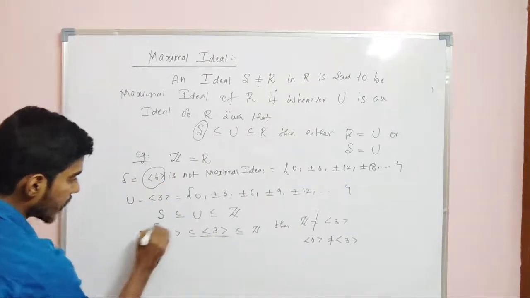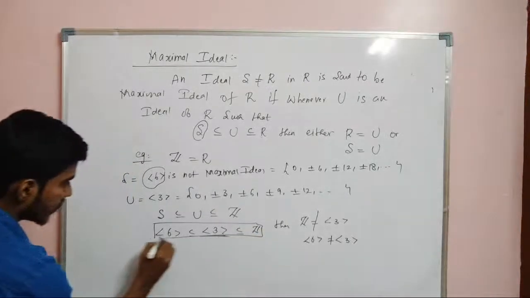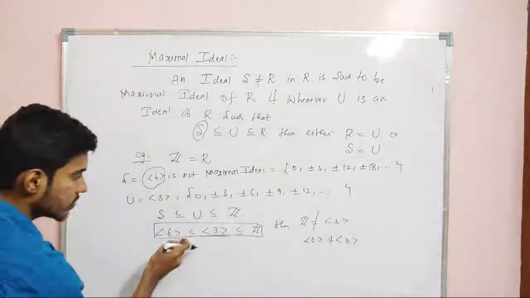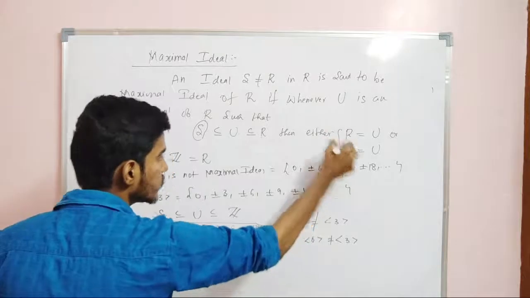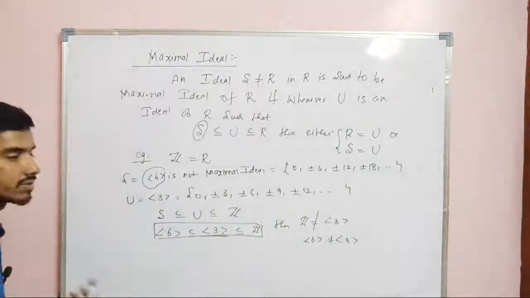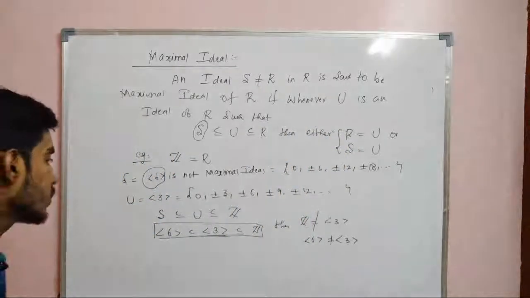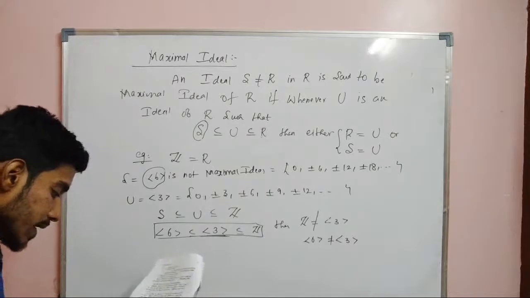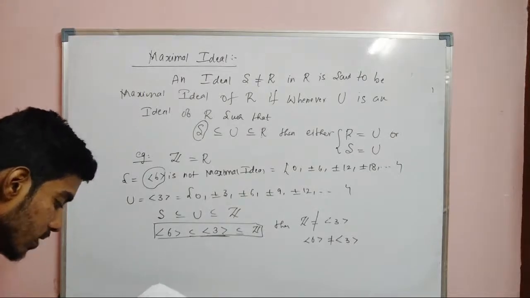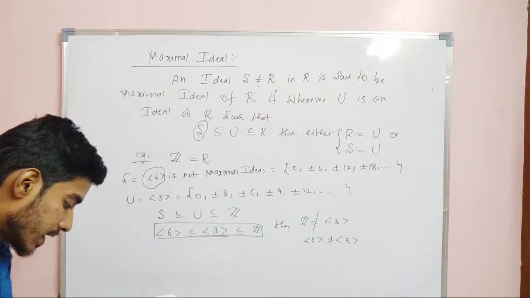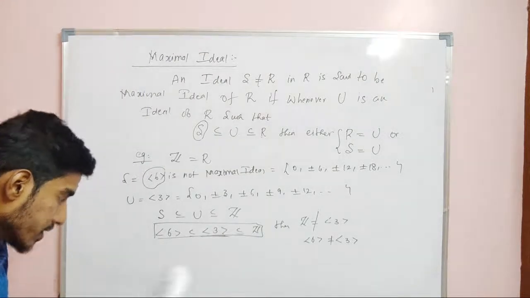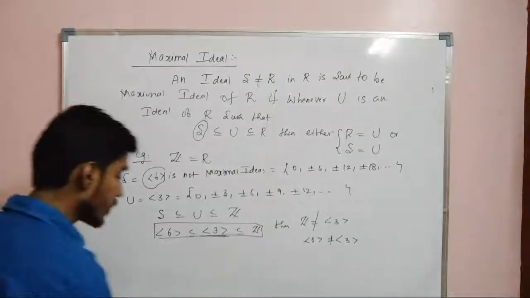So if this happens, then it is not a maximal ideal. Suppose if this happens, then this has to be true. But here it is not possible. But 5 is a maximal ideal. On the other hand, 5 is a maximal ideal since the only ideal properly containing 5 is I itself. But you can say 5 is a maximal ideal.